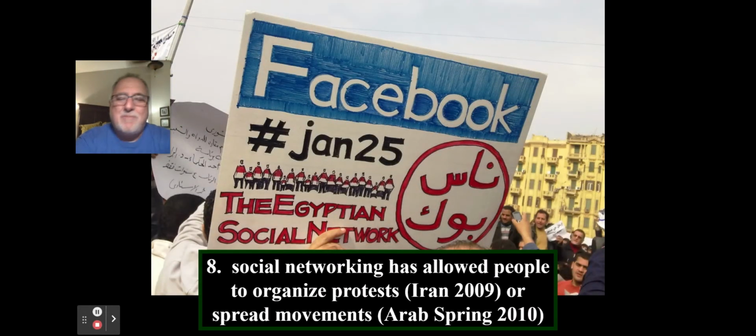Social networking has allowed people to organize protests in Iran in 2009. We talked about the Arab Spring in 2010, how Facebook got this whole thing started because, remember, the old folks didn't know how to use it and didn't know what it was for. They thought we were just talking to mom and dad. I'm good. Send money. All right.